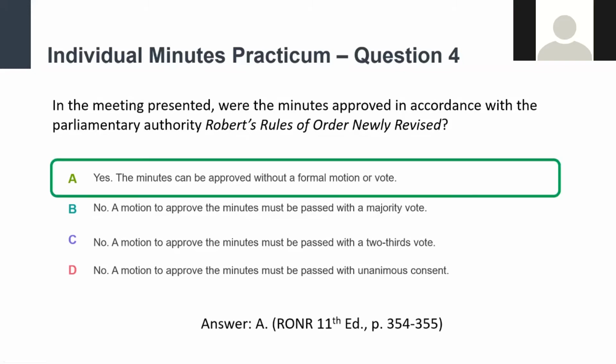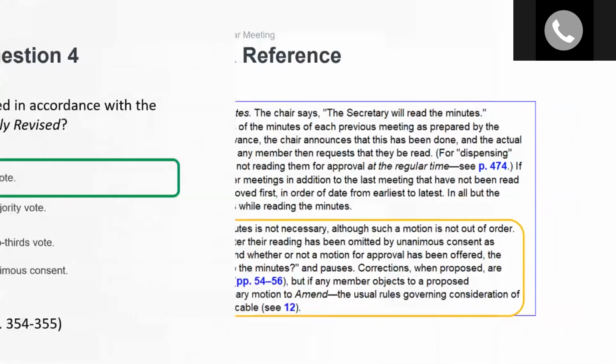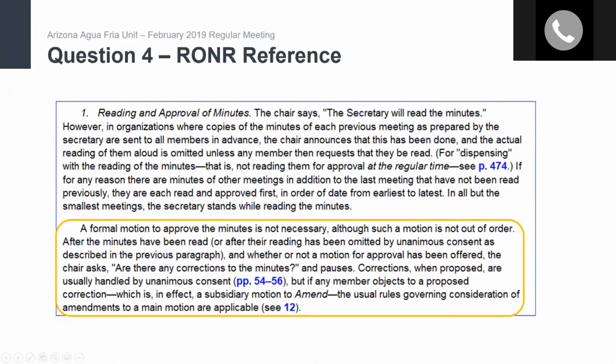A. So basically, a formal motion to approve the minutes is not necessary, although the motion's not out of order, and after they've been read or after reading has been omitted by unanimous consent, then are there any corrections to the minutes? And if nobody offers a correction, then that's basically your unanimous consent right there, and they're approved.